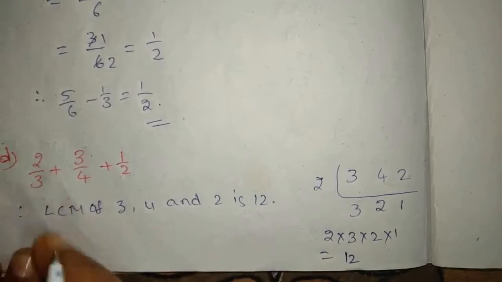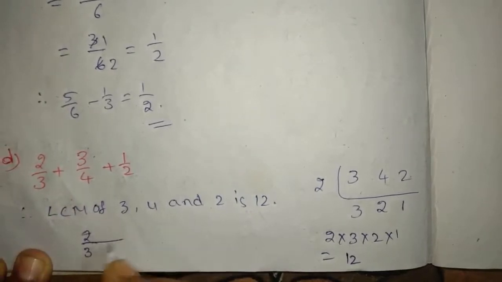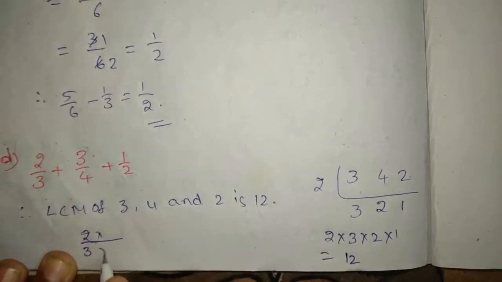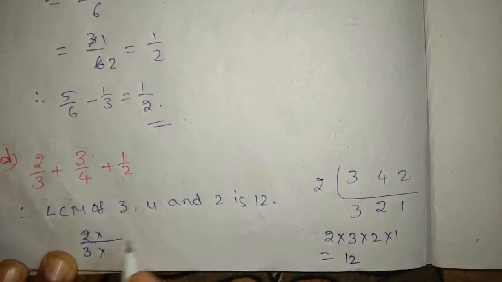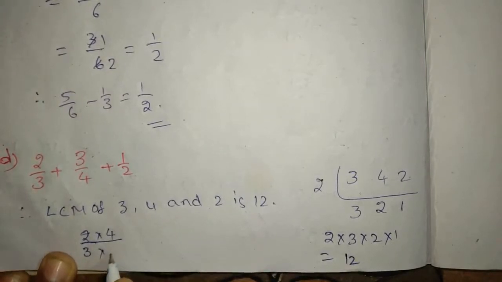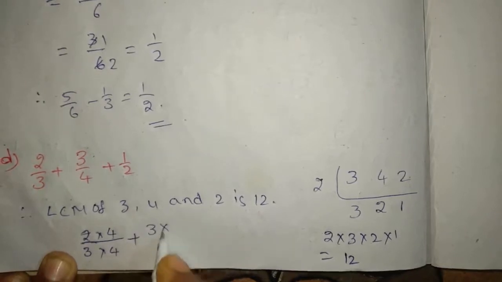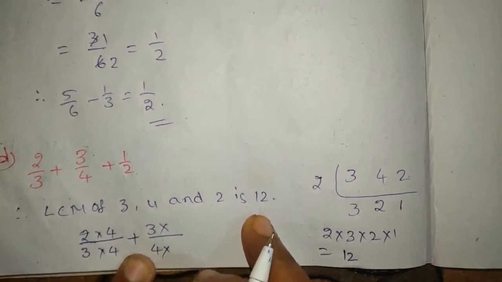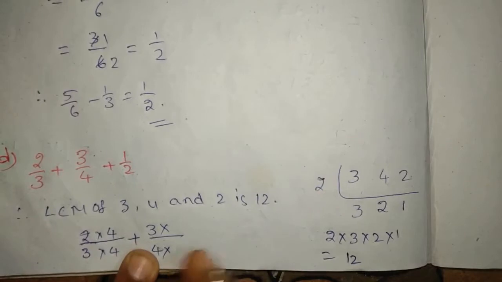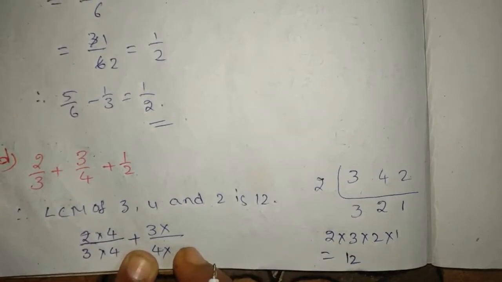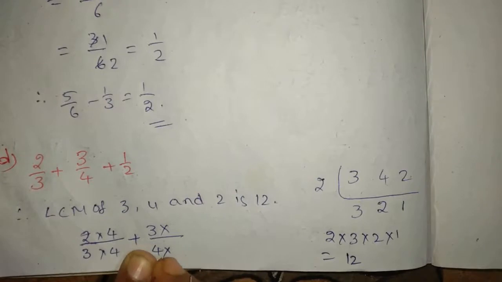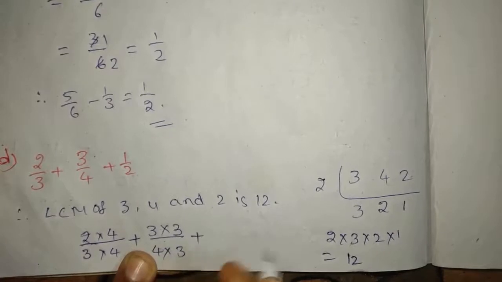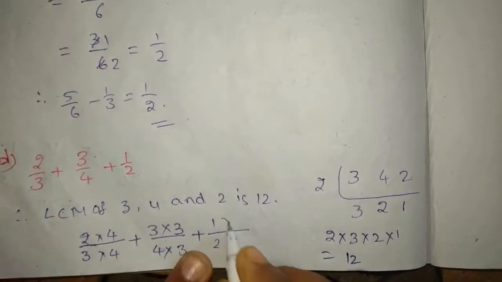Now let us take the first fraction, that is 2 by 3. 3 how many times gets 12? That is 4 times. 3 4s are 12. So we multiply both numerator and denominator by 4. That is 2 into 4 by 3 into 4 plus 3 by 4. Here 4 how many times makes 12? That is 3 times. 4 3s are 12. So we multiply by 3 both numerator and denominator. That is 3 into 3 by 4 into 3 plus 1 by 2.